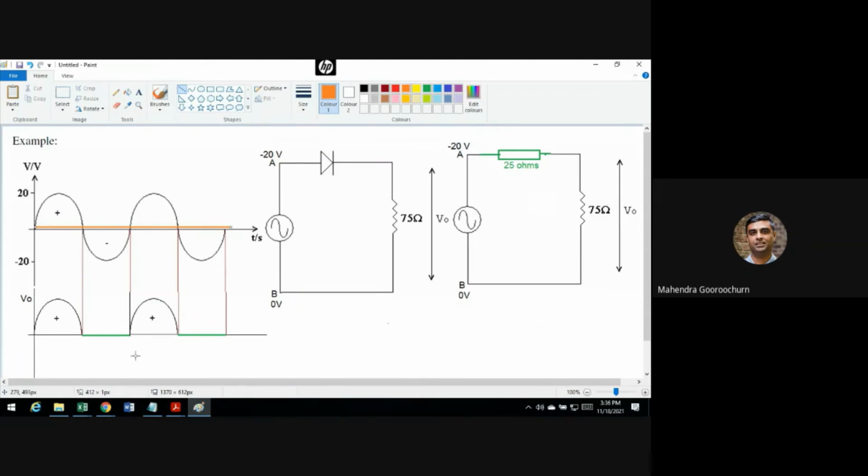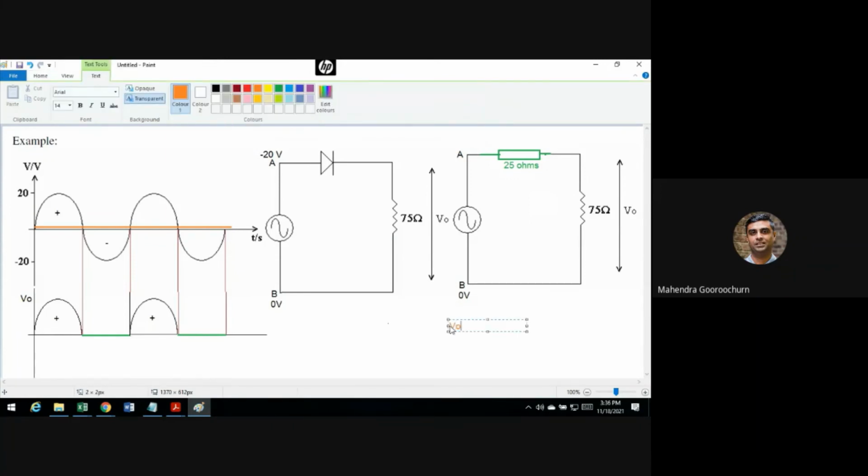Now, when it picks up, what is V naught? You will apply the voltage divider rule now. Remember, we are not talking of a negative voltage. This is in the forward mode, so this would have any value. So what is V naught in this case? Let's write an expression. Your V naught would be equal to, this is your voltage divider, 75 divided by 75 plus 25, 100, times the V in.